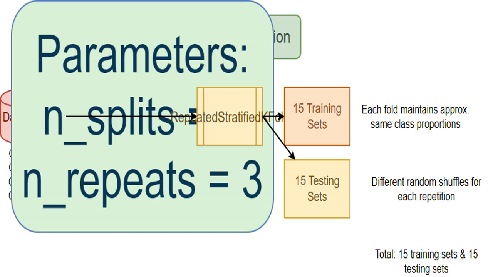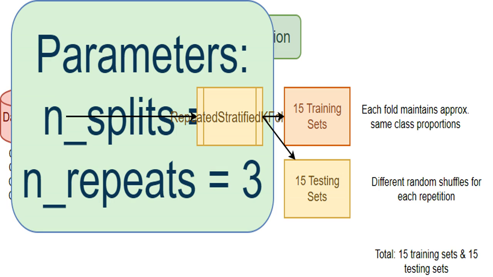The repeated stratified K-fold algorithm will use 5 folds, n_splits equals 5, meaning the dataset will be divided into 5 parts for cross-validation. Each fold will be used once as a test set and the other 4 folds as training sets. Additionally, the cross-validation will be repeated 3 times, n_repeats equals 3, with different random shuffles of the data each time. This repetition helps to get a more robust estimate of the model's performance and reduces the impact of any single random split.